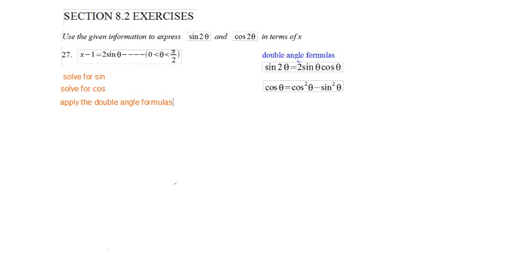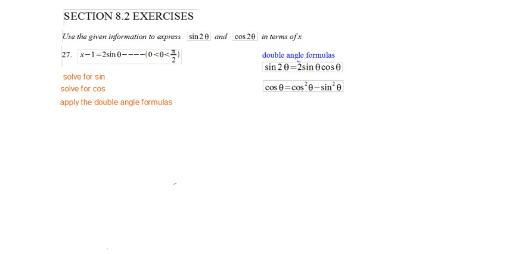So we need to express sine of 2 theta and cosine of 2 theta in terms of x, given this information, x minus 1 equals 2 sine of theta. And our angle is between 0 and 90 degrees, so it's in the first quadrant. And so this calls for the double angle formulas, which are these ones. But in order to use the double angle formulas, we need to have sine and cosine so we can apply them. So here's our steps. First, we're going to solve for sine, then cosine, and then we apply these formulas. Okay, so let's get started.